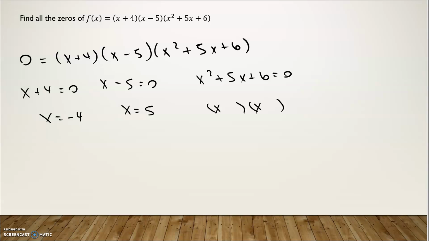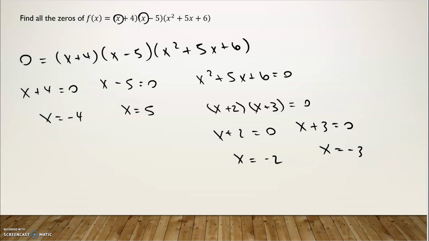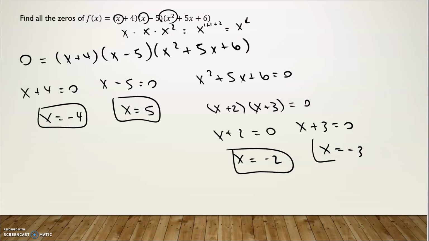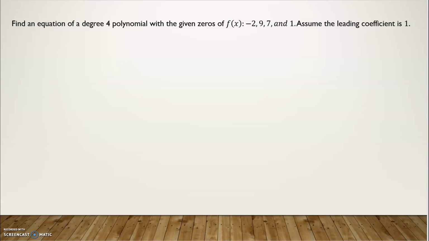X and x, 3 and 2. Okay, 2 times 3 is 6, 2 plus 3 is 5. Okay, that works. So x plus 2 equals 0, x plus 3 equals 0, so x equals -2, x equals -3. Okay, this x is raised to 1, this x is raised to 1, this x is raised to 2. So I have x to the 1 plus 1 plus 2, x raised to 4, and 1, 2, 3, 4 zeros there.